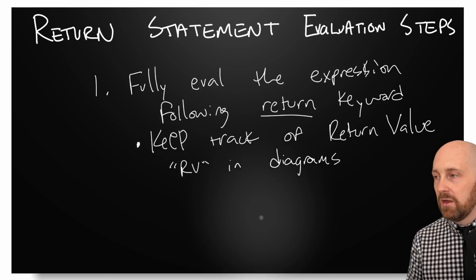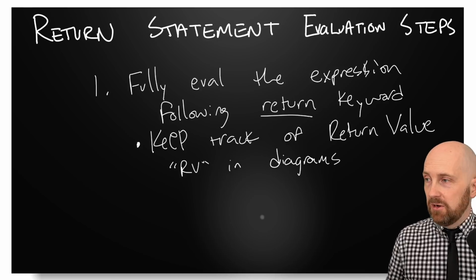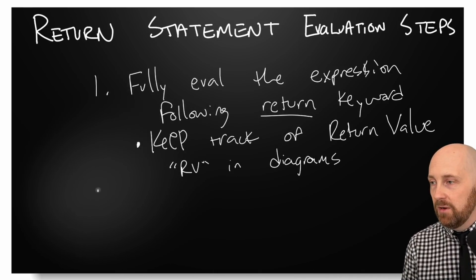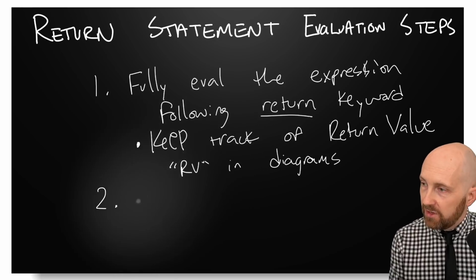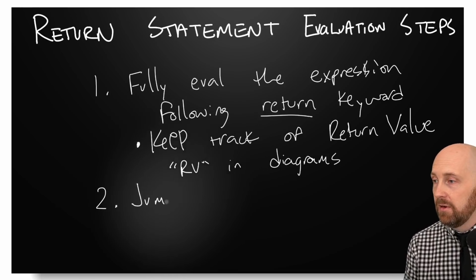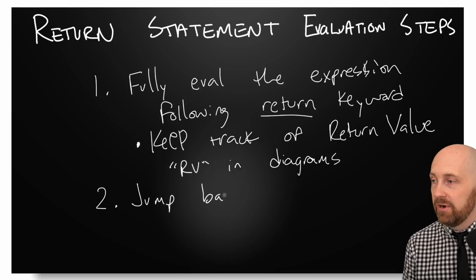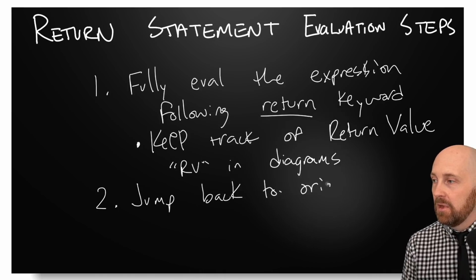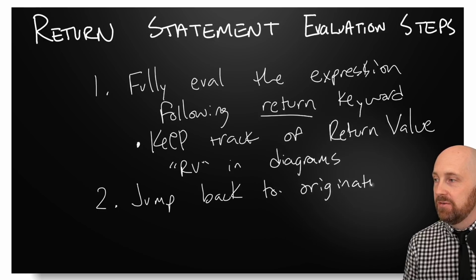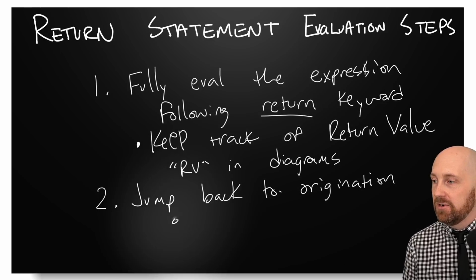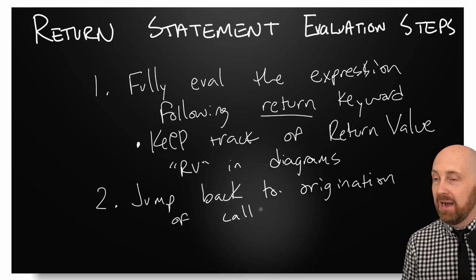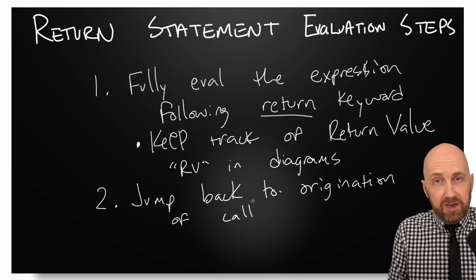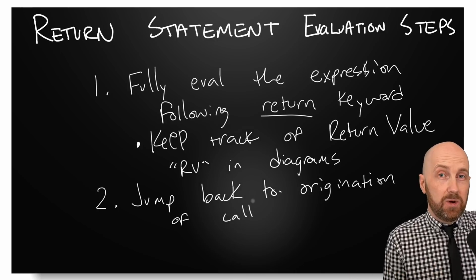All right. So that return value tells us what this function call evaluated to. And then what do we do with that? Well, then what we do is we jump back to where the function call originated. And we know where the function call originated by looking at the return address in our frame. So this is why we kept track of it. We need to know where we go back to.